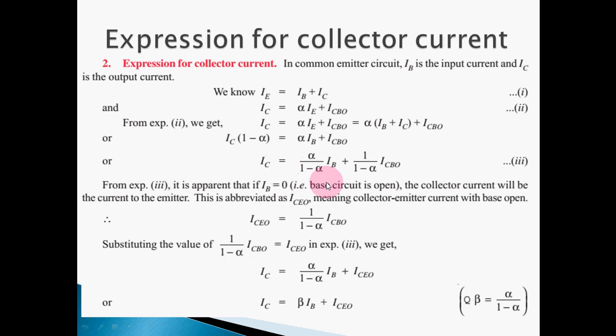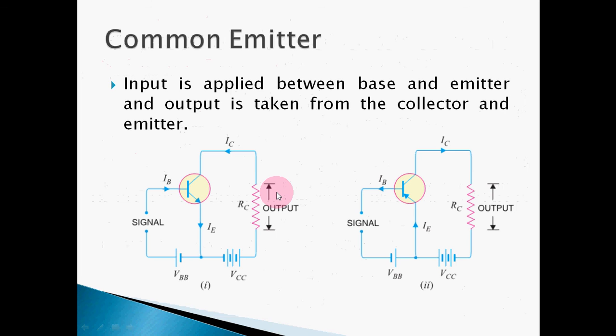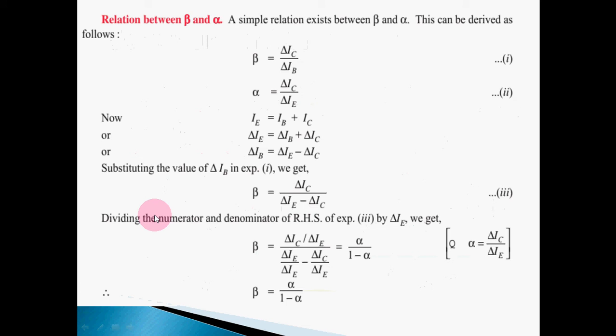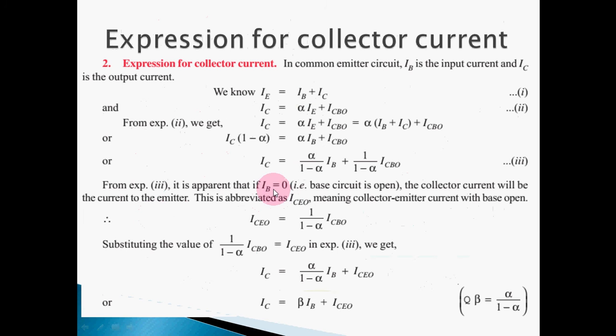This part will be 0, and when IB will be 0, if you consider that no signal is given here, that means this part is open, at that time IB will be 0. So if IB is 0, then this part will be 0. Then we can see that ICEO equals only this part, 1 by 1 minus alpha ICBO.